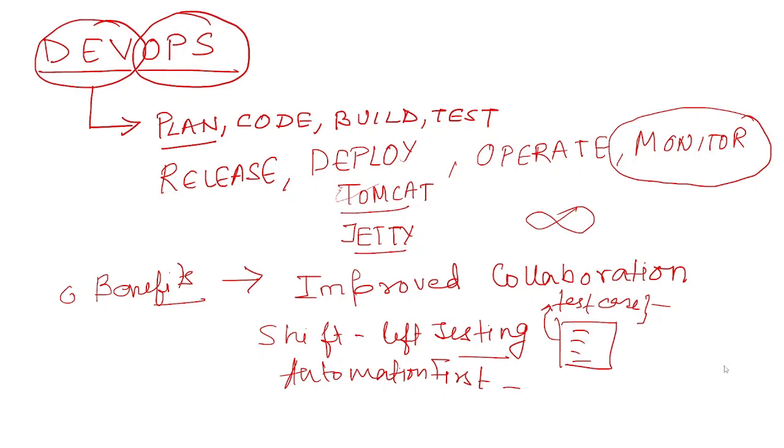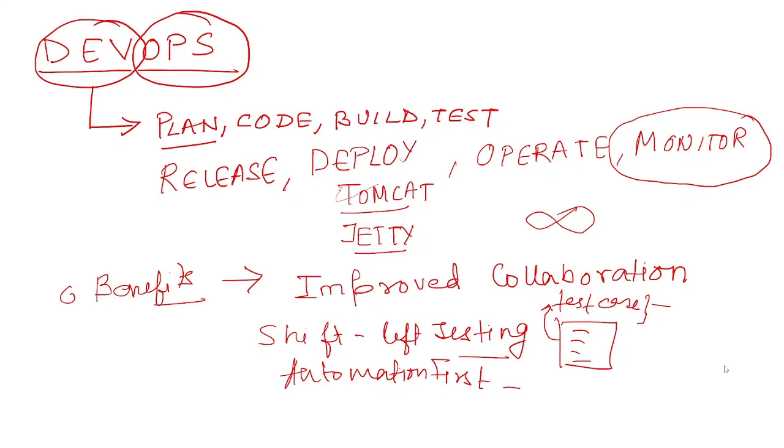Okay, so let me do a quick recap of the previous classes, what we have studied so far. We have studied about Dev and Ops, that is development and operations, where development strongly depends upon the plan, code, build and test phases, and operations depends upon the release, deploy, operate and monitor. In the deploy phase we generally use two types of servers: one is Tomcat and another one is JBoss servers.